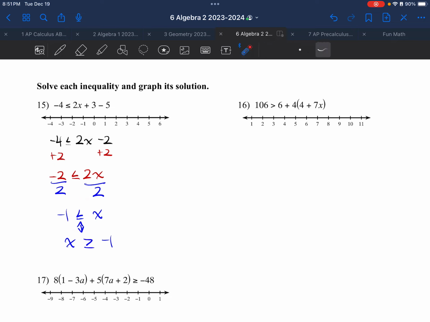I typically like having the x on the left-hand side so I can read this. I read from the left to the right. So I say x is greater than or equal to negative 1. If I were to read this backwards, I would say negative 1 is less than or equal to x. Because we read left to the right, this symbol is a greater than or equal to.